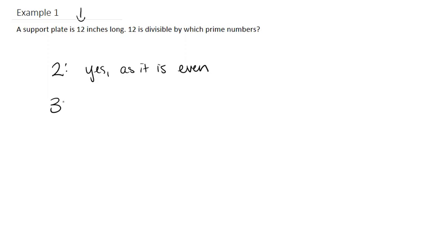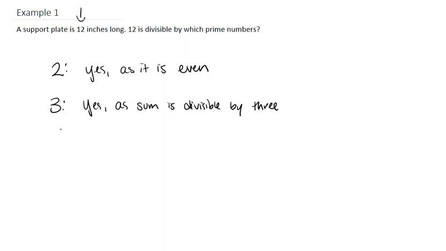Next, we can look at 3. Is this divisible by 3? And so we can add 1 plus 2, which is 3, and 3 is divisible by 3. So we would say yes, as the sum is divisible by 3. And the sum of the digits, that is.